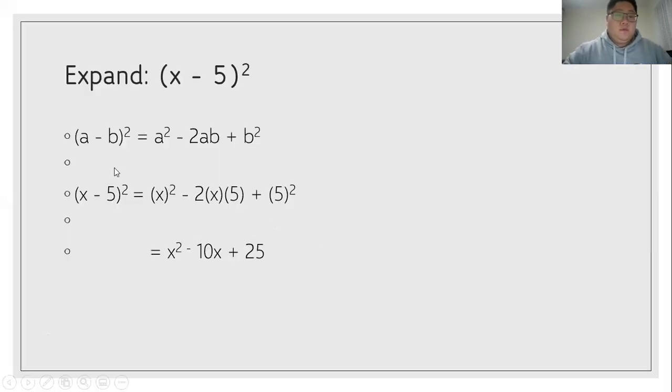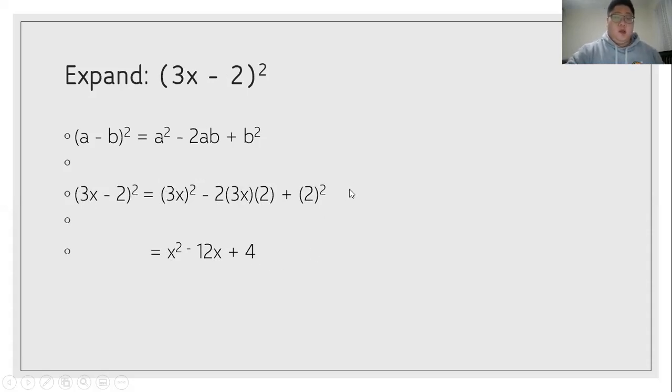All right, so a is our x, b is 5. So we have x squared minus 2, our a is our x, our b is 5, plus b squared, which is 5 squared. So now we're going to evaluate x squared. There you go. Our minus stays here. 2 times x, which is 2x. And then 2x times 5, which is 5 times 2, just gives you 10, and you put the x at the end. Plus, and our 5 squared means 5 times 5, and that is 25.